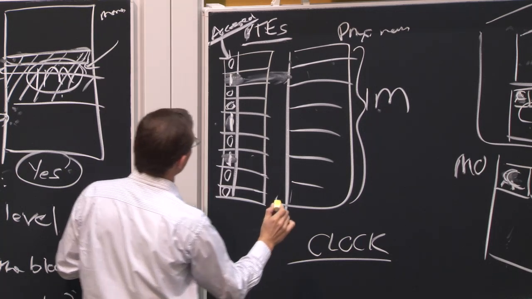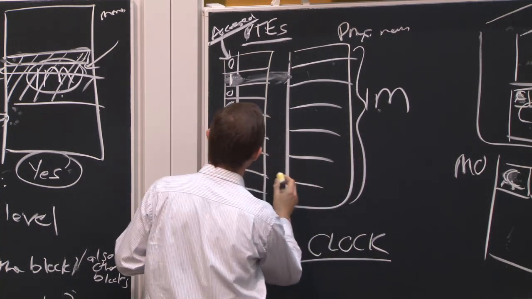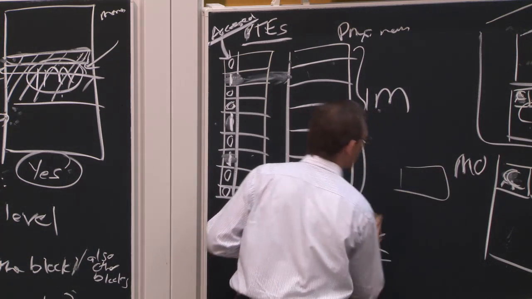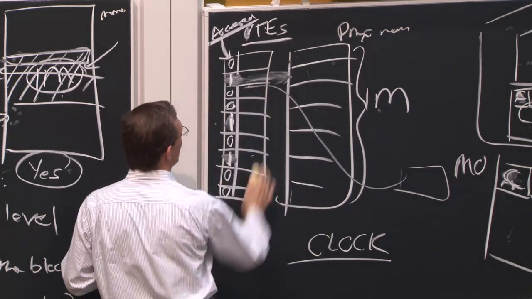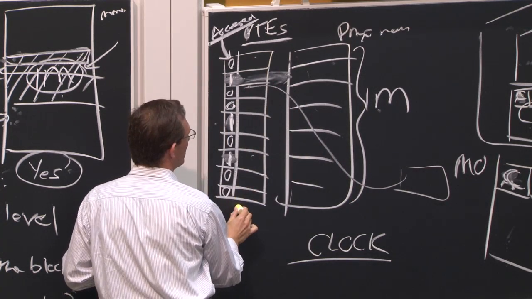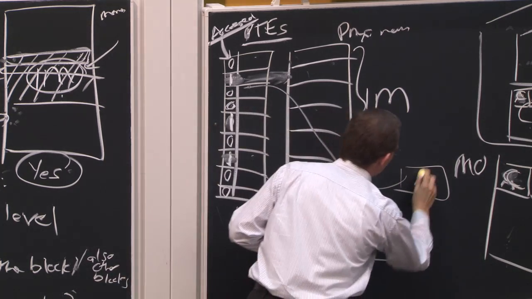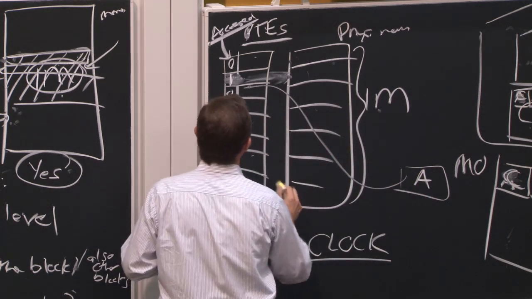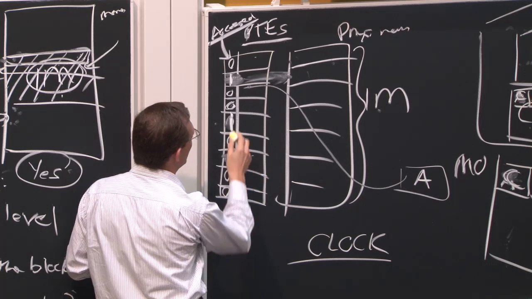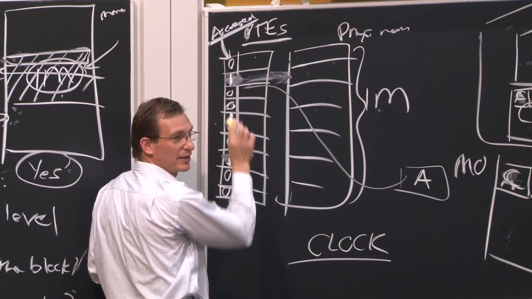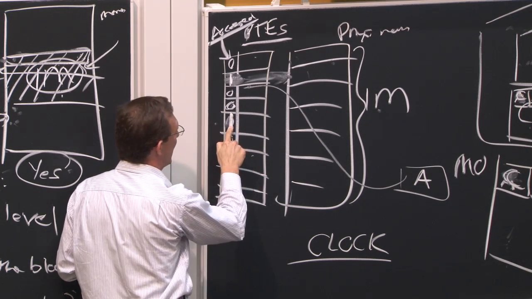Let's assume that you need to bring in another page, and you would like to replace some other page. This is your physical memory, and it's full in the page table. You're bringing page A, and you would like to replace a page. The idea is you don't want to replace a page that's been recently accessed. You don't want to replace a page whose access bit is set.